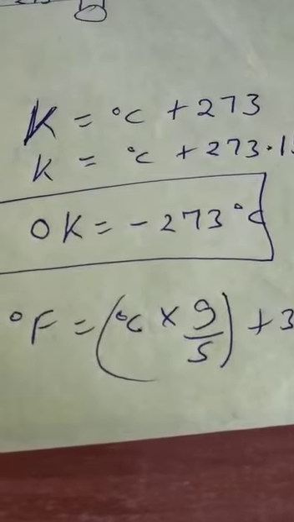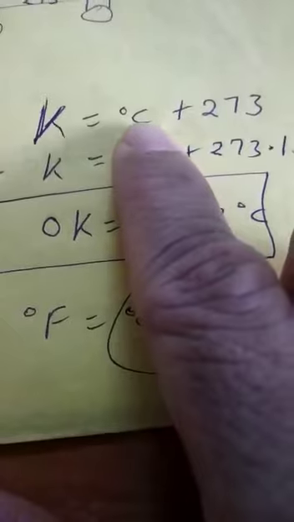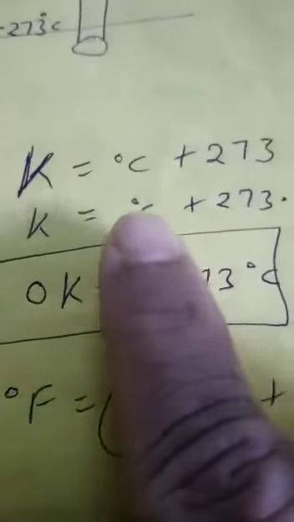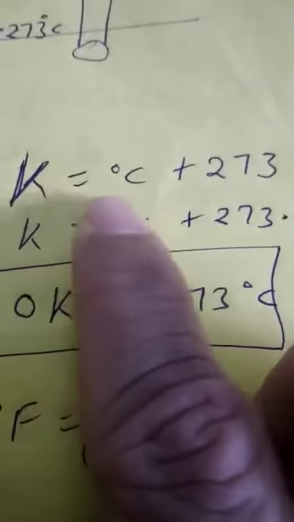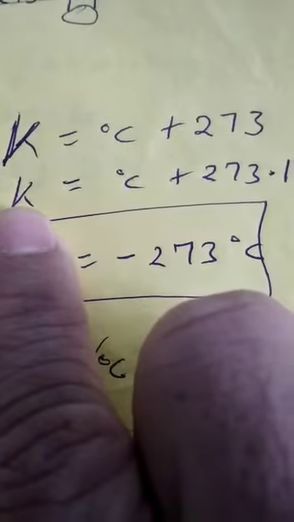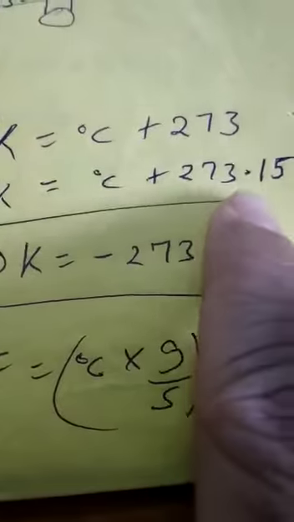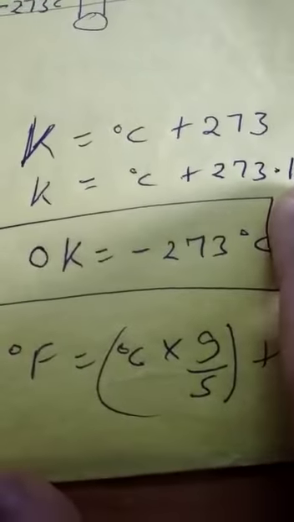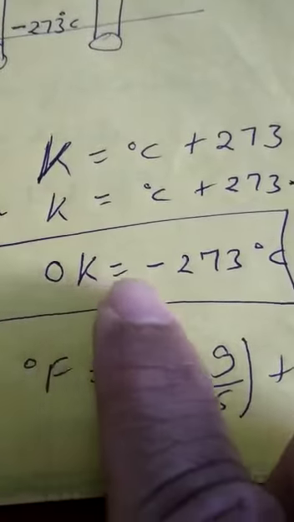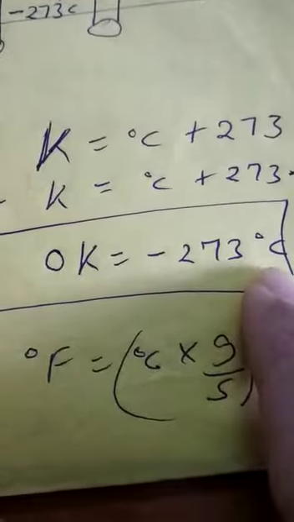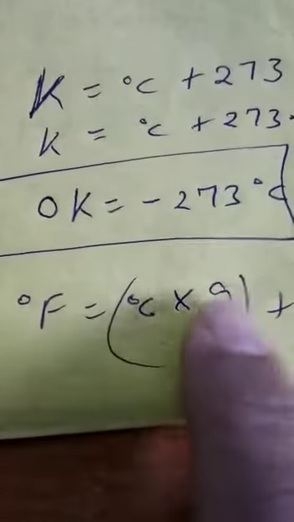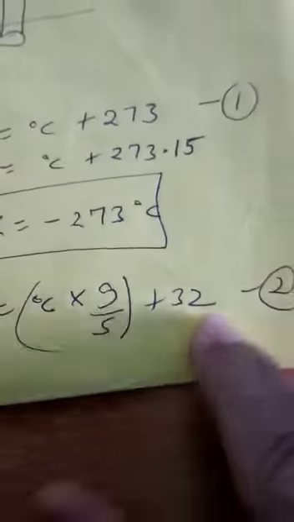We have two formulas by which we can convert degree Celsius into Kelvin and degree Fahrenheit into degree Celsius. The first formula: Kelvin value is equal to degree Celsius value plus 273, or exactly, Kelvin value is equal to degree Celsius value plus 273.15, or we can say 0 Kelvin is equal to minus 273 degrees Celsius. And the second formula: degree Fahrenheit is equal to degree Celsius times 9 by 5 plus 32.